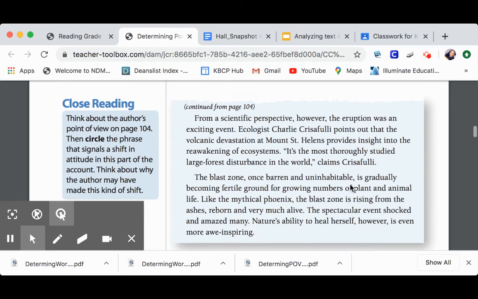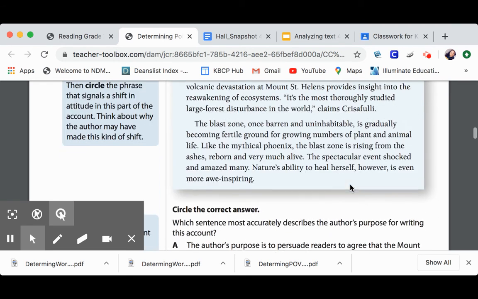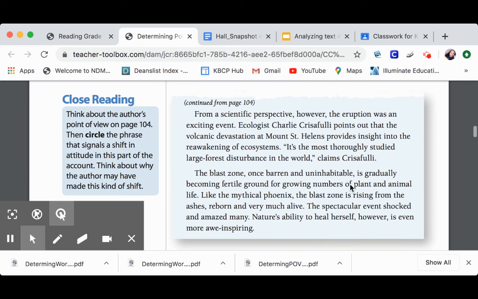So let's move down just a little bit more. I want you to remember, always read your close reading and your hints because they're here to help you. So we're going to continue to read about Mount St. Helens, and when on your own, you guys are going to answer the next 2 questions that follow.